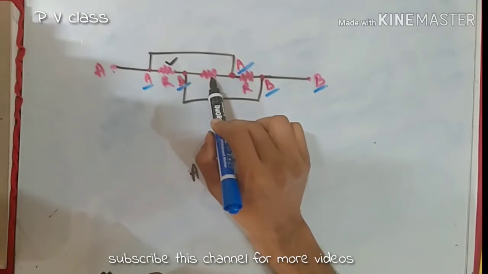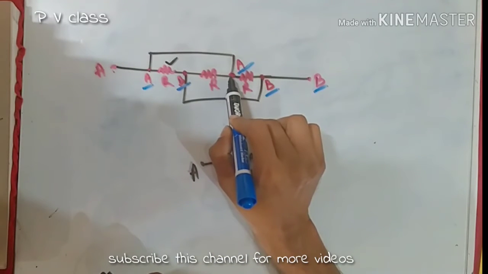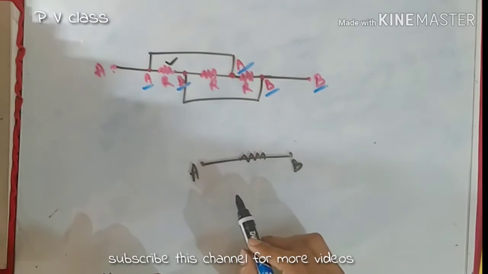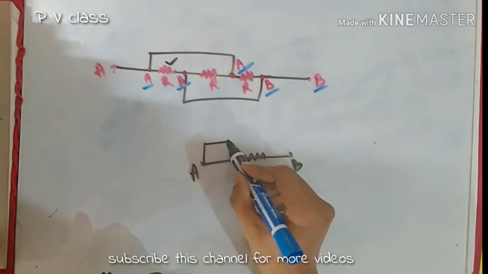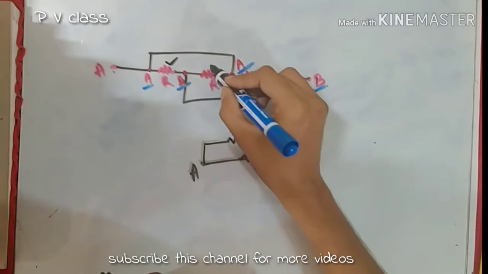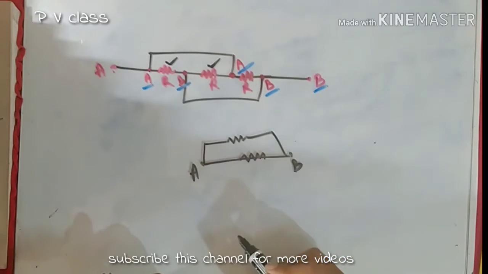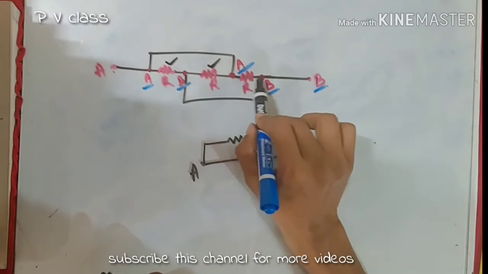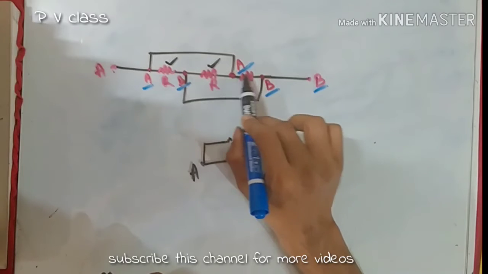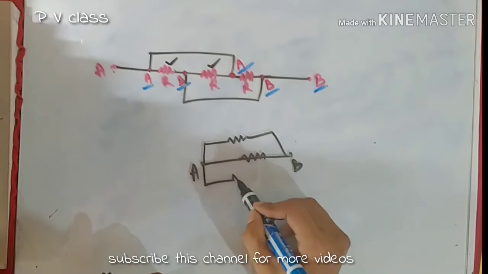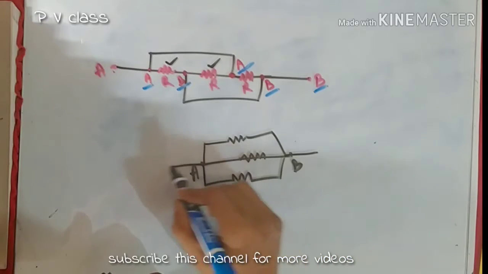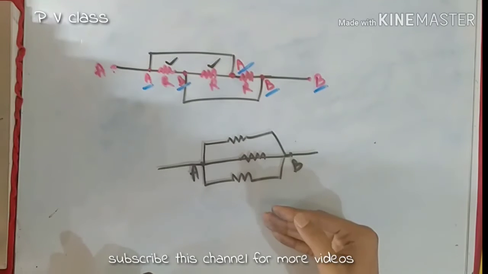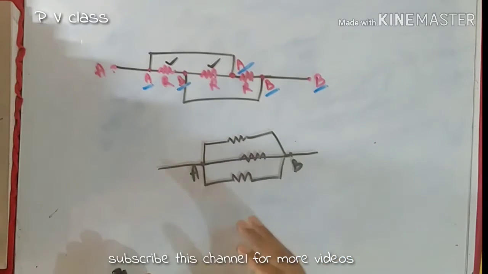Then let's analyze the second resistor. This resistor is also between the terminals A and B. Therefore, I could draw this resistor like this. Then the third resistor, we can clearly see it is between the terminals A and B. Therefore, this is our third resistor. Then this circuit is like this. Now we could simplify it.